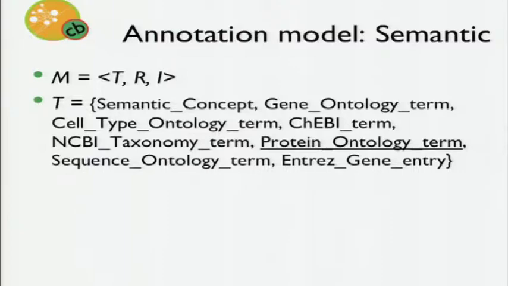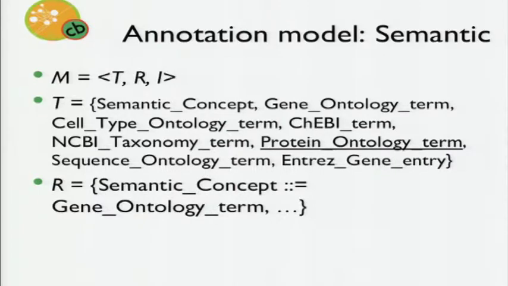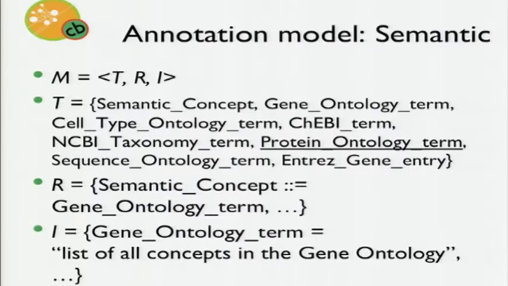And an ontologist would really chew me out for having used the word term and would very much prefer to have the term concept in here rather than term. The relations for this were that a semantic concept could be a gene ontology concept or a cell type ontology concept and so on. And then the interpretations of these are that a gene ontology term or a concept is a list of all the concepts in the gene ontology and so on.